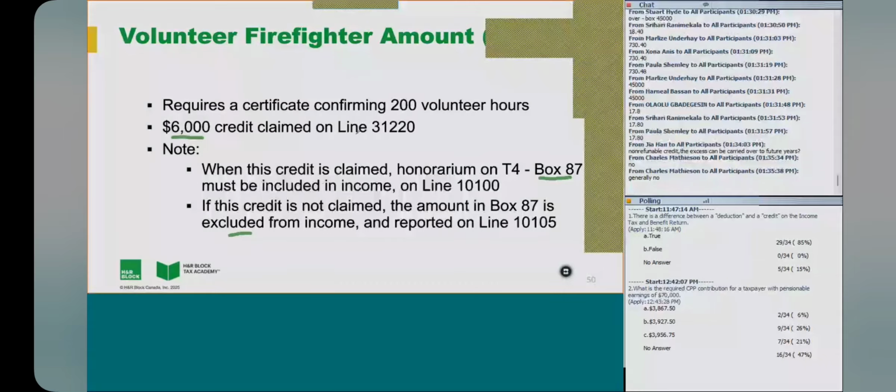normally, obviously, a $6,000 credit will be worth more than a $1,000 exemption. Do bear in mind, though, there are situations in which a firefighter might not qualify for one or the other. So a firefighter with less than 200 hours will not qualify for this credit. A firefighter may also not receive an honorarium, in which case they can just go ahead and claim the credit. I've only dealt with one or two volunteer firefighters, and in each case they were not receiving an honorarium. So it was a simple matter of just confirming that they had a certificate, and then they could just go ahead and claim the credit.